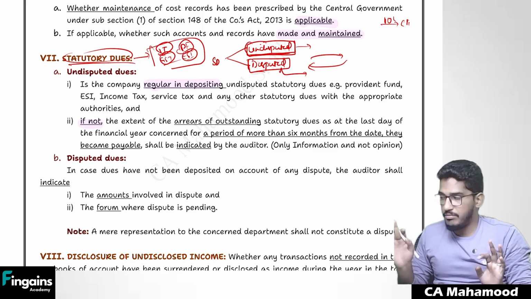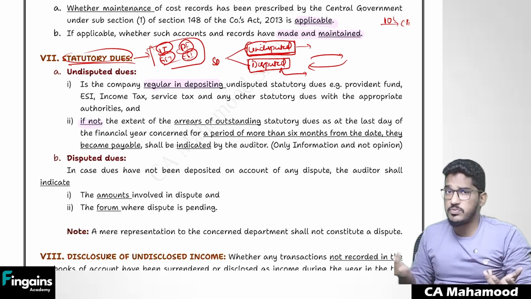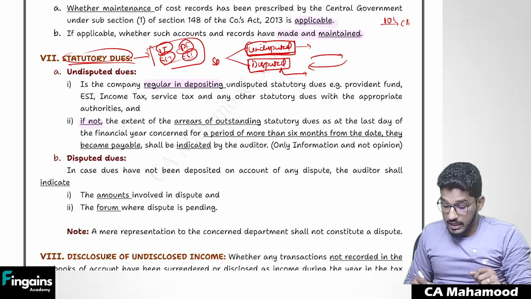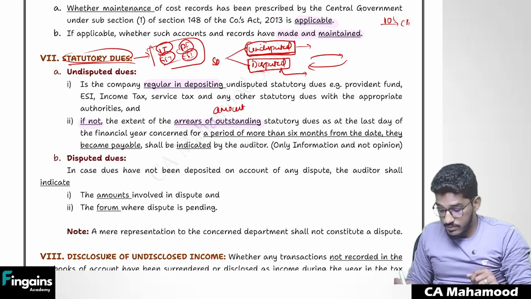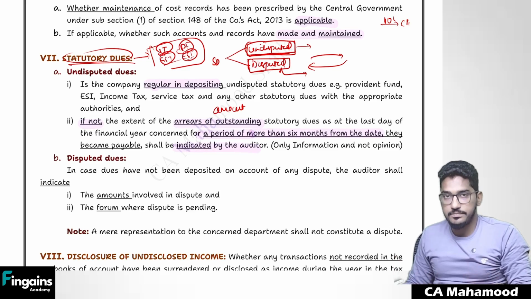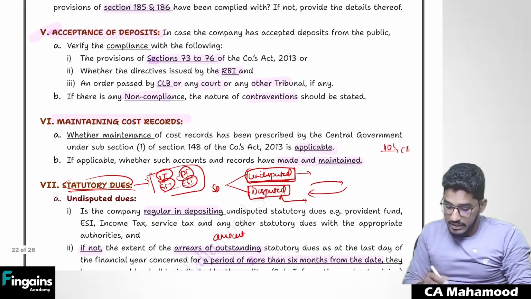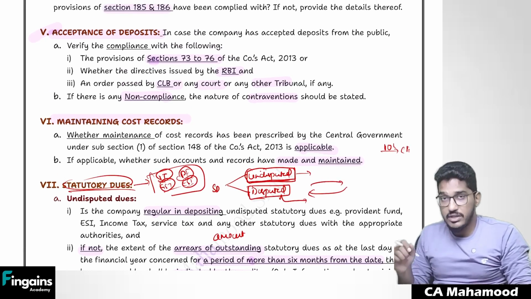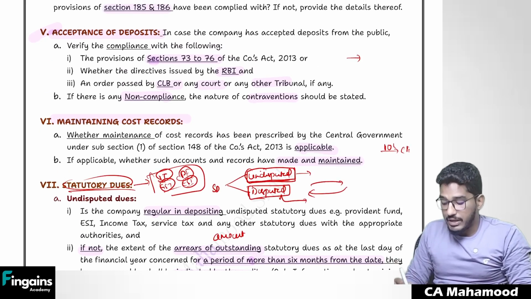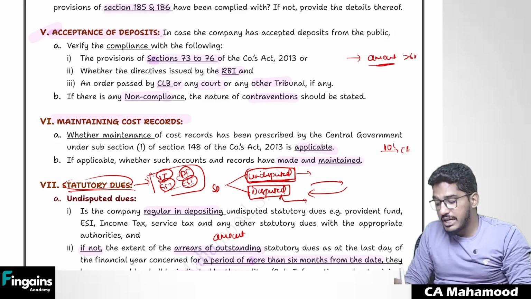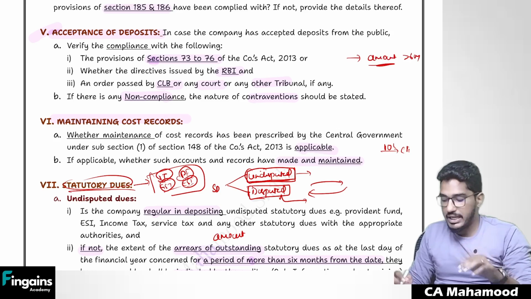If not, my client company is not paying some statutory due, and there is no dispute also, then I need to comment on the extent of arrears of outstanding. Nothing but the amount of outstanding statutory dues as at the last day of the financial year concerned, which is outstanding for a period of more than 6 months from the date they became payable, shall be indicated by the auditor. If the company is not regular in depositing undisputed statutory dues, I need to find out as on the balance sheet date how much amount of statutory dues are outstanding for more than 6 months. That amount only I have to report.